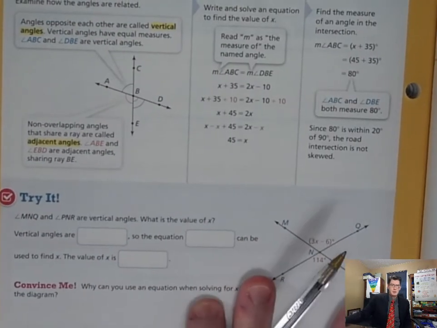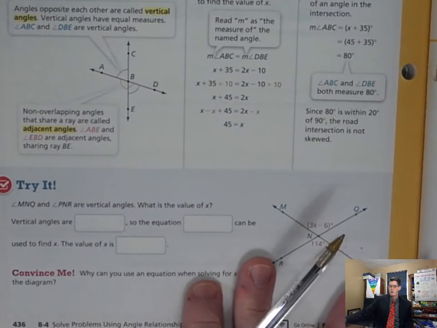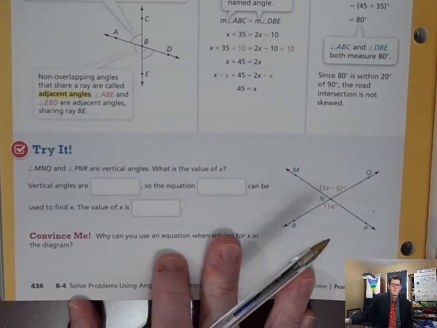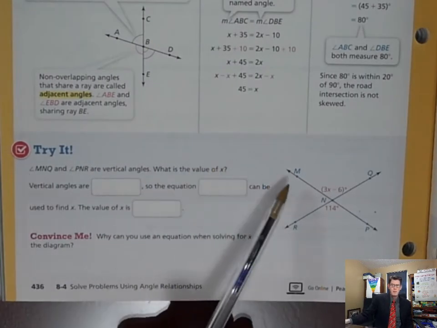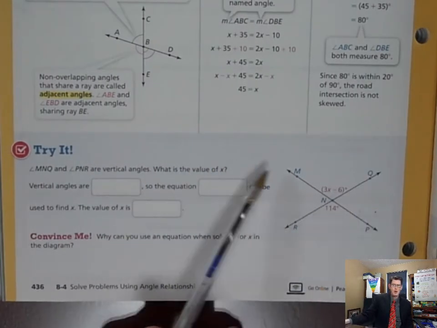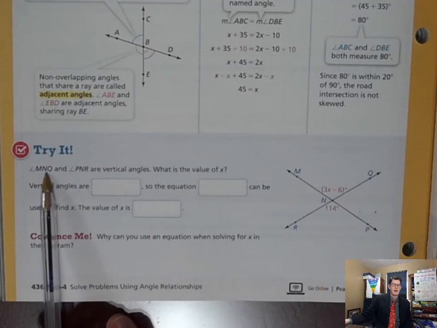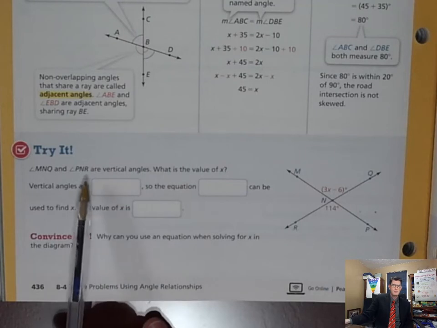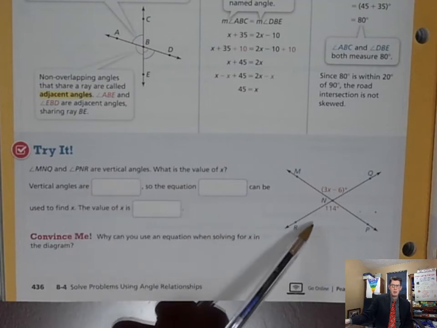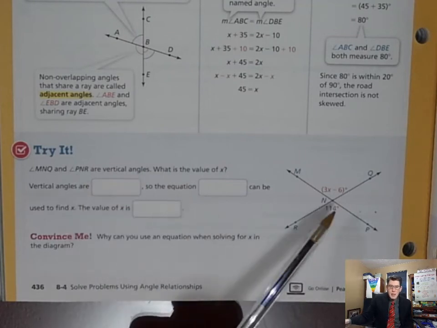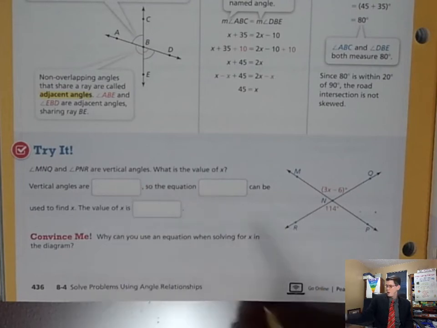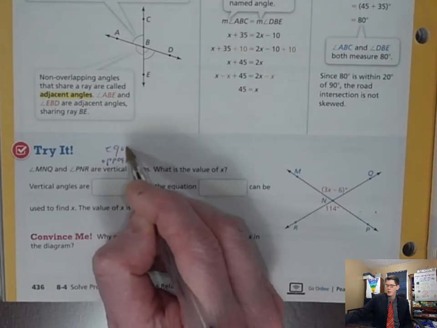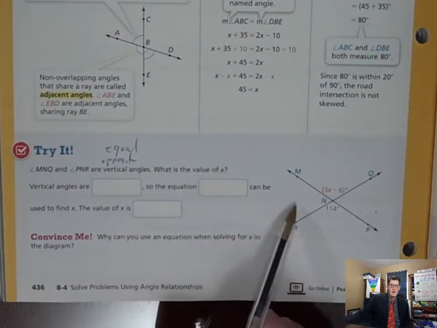These two angles, MNQ, and as we've talked about before, it's the middle letter besides where that angle is. So MNQ up here, and PNR. So we go, PNR are vertical angles. Well, vertical means they're opposite. It means that they're equal. We've learned. What's the value of X?